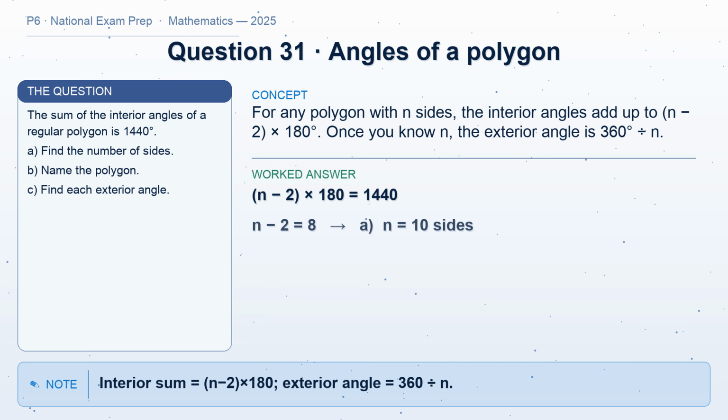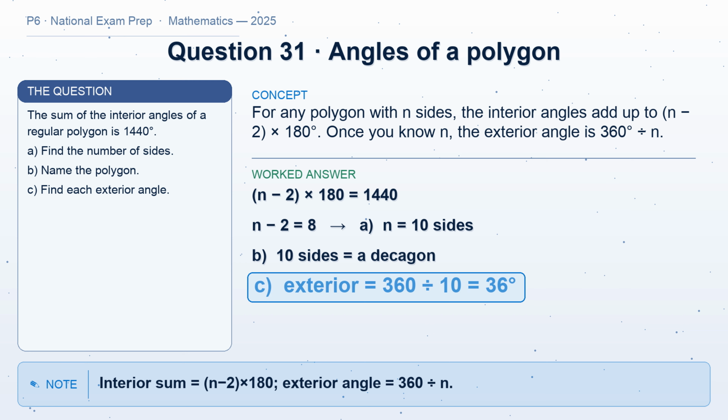Dividing, n minus 2 is 8, so n is 10. The polygon has 10 sides. A 10-sided polygon is called a decagon. Finally, the exterior angles of any polygon add up to 360 degrees, so each one is 360 divided by 10, which is 36 degrees. Question 32.